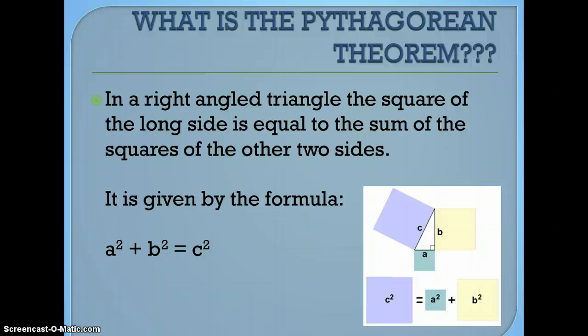Next, what is the Pythagoras theorem? It's a simple theory which says that a square plus b square equals c square, where c is the hypotenuse in a right angled triangle.